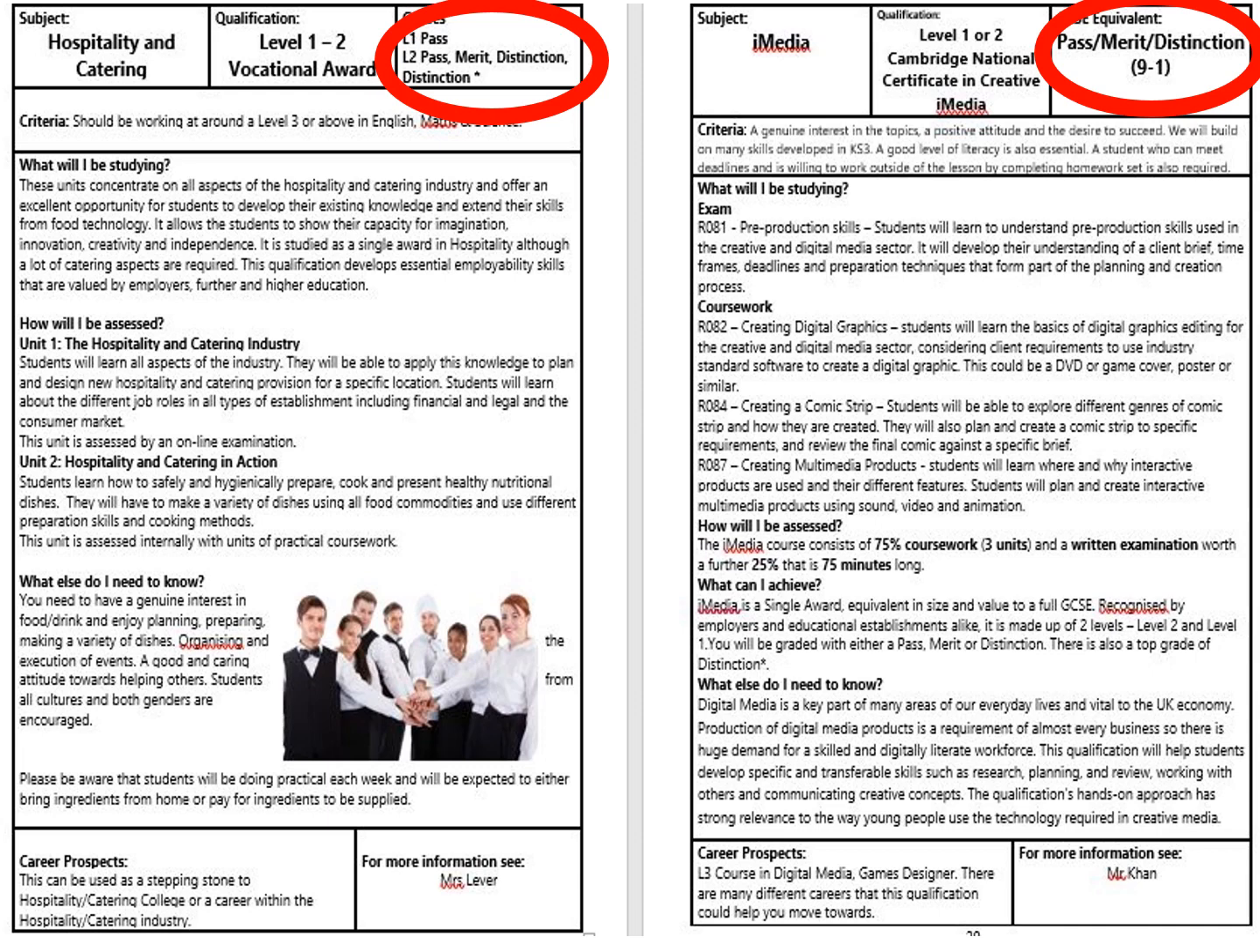Here we've got iMedia. Again, it's a vocational qualification, level 1 or level 2. Level 2 is the same as a GCSE, and again you will be given a pass, a merit or a distinction. Again, in the bottom left it will talk to you about your career prospects, particularly useful for anybody who's interested in working in digital media, becoming a games designer, and Mr. Khan is the person to email if you want to know more about it.